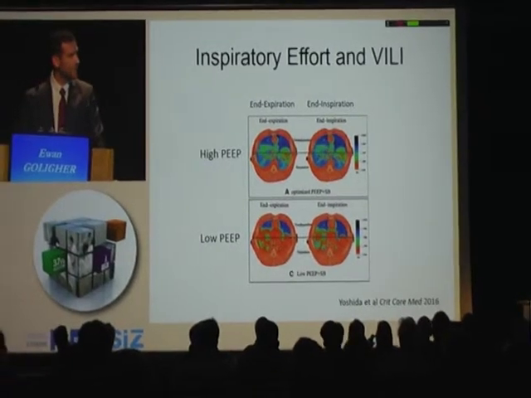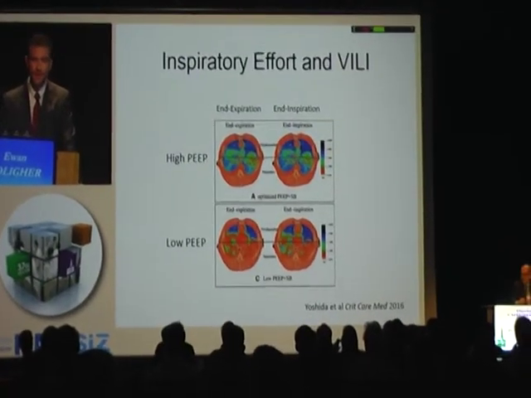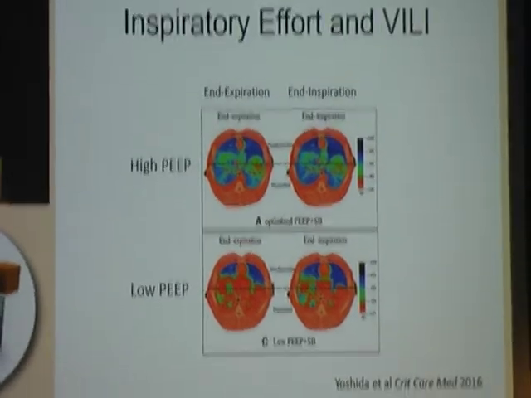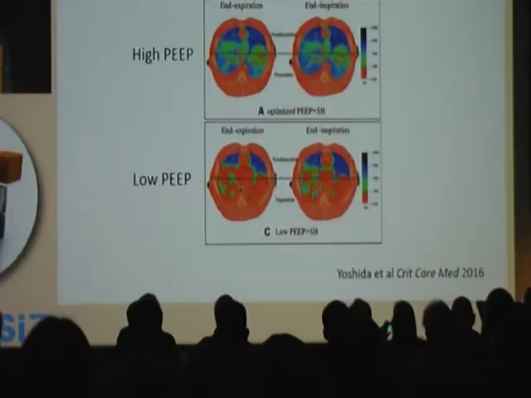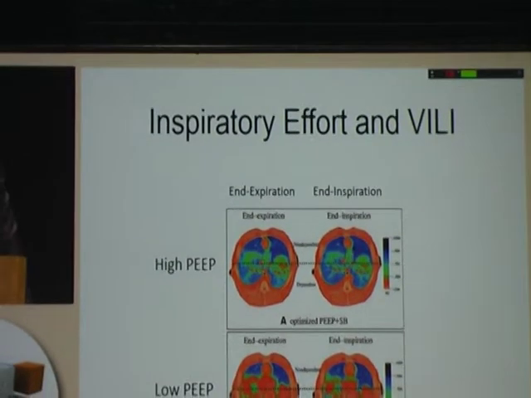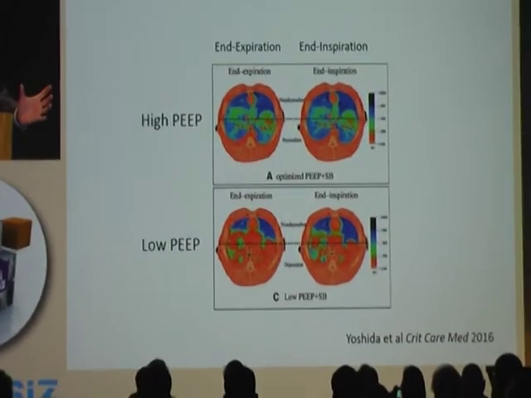They showed that PEEP modulates the degree of tidal recruitment that you see in a patient who's spontaneously breathing. These are dynamic CT images. The images on the left are acquired at end expiration. The images on the right are acquired at end inspiration. The images at the top were obtained during the application of high PEEP, and the images at the bottom with the application of low PEEP.